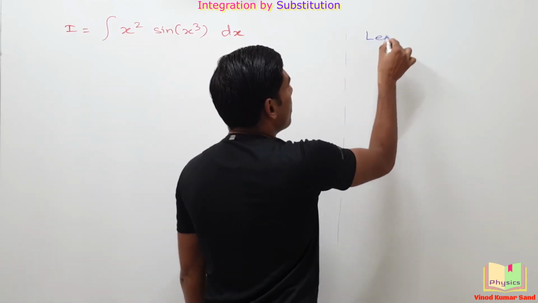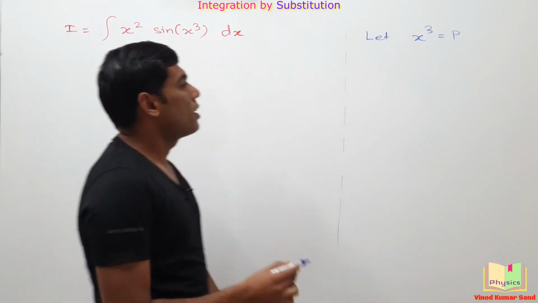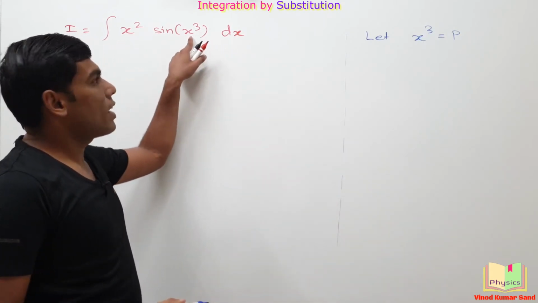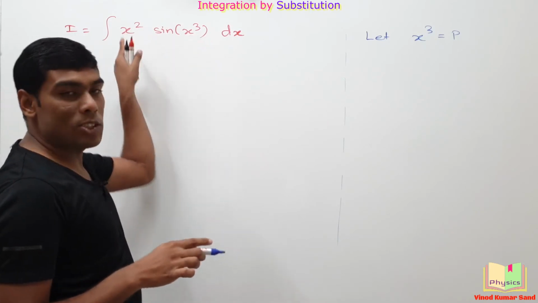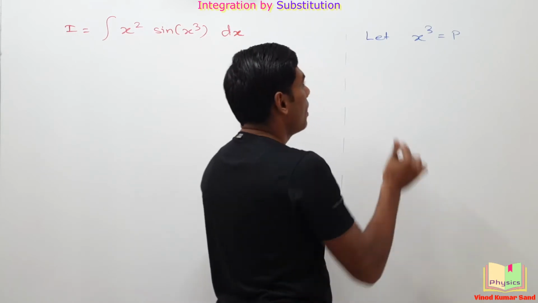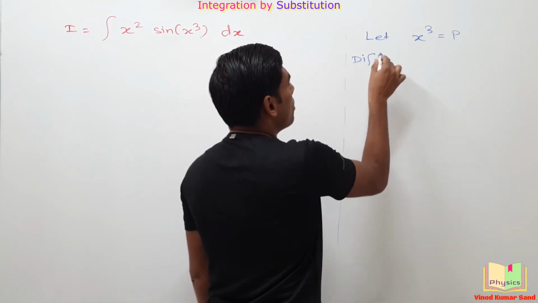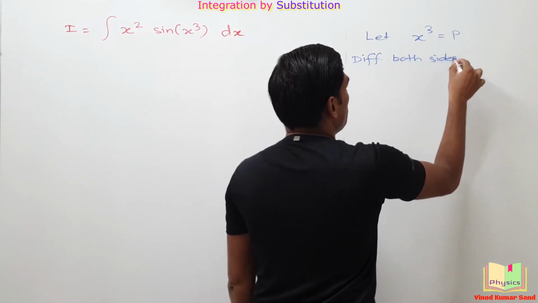Let x cube is equal to p. Because when you differentiate this x cube, you will get 3x square, and that x square is useful in our calculation. That's why we have chosen this function. Now we have to differentiate both sides with respect to p.